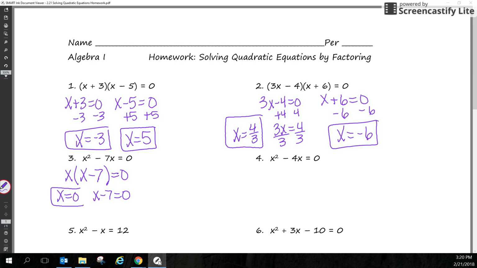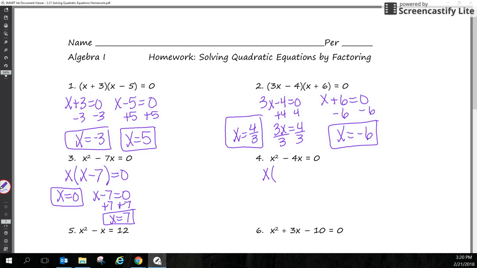Over here, x equals 0, that's already solved. Second one, I'm going to add 7 to both sides. x is equal to positive 7. Number 4, again, I've got to factor out my GCF. What's common to x squared and negative 4x is x.